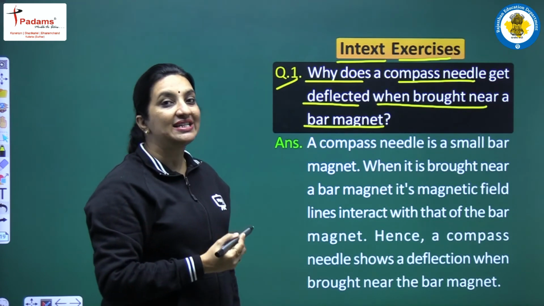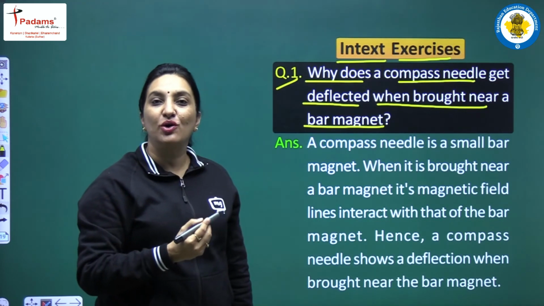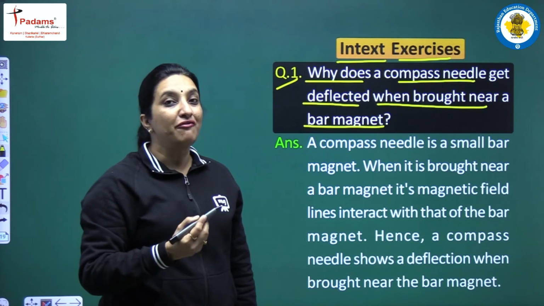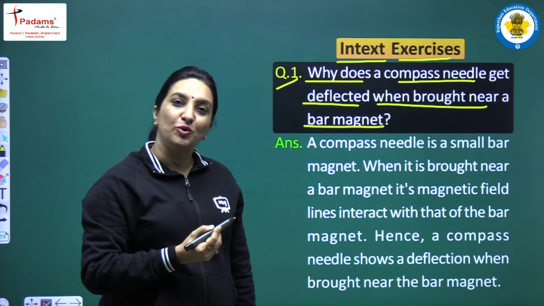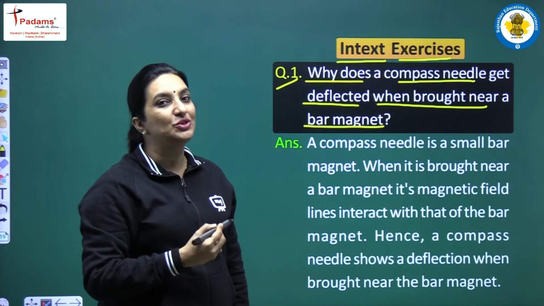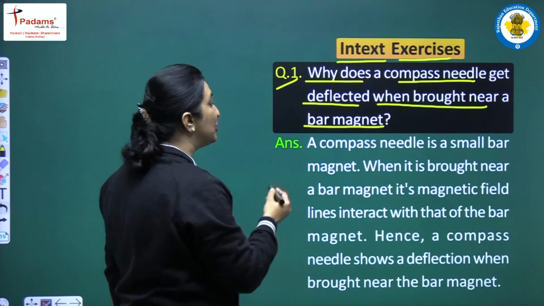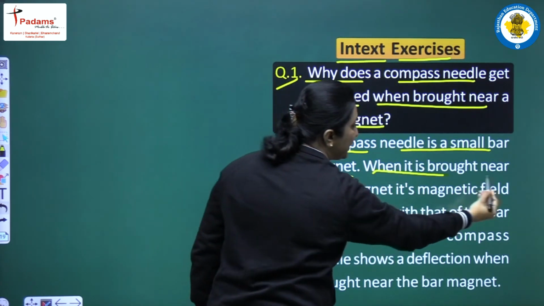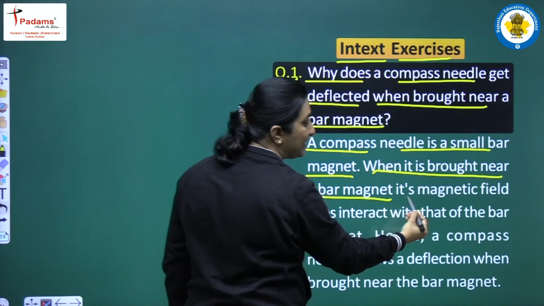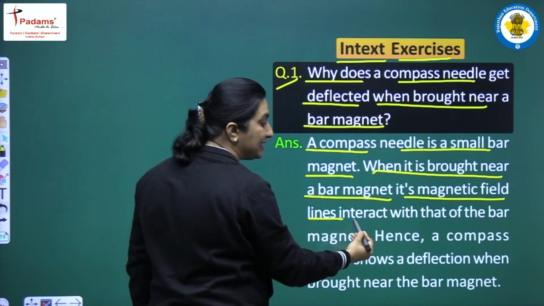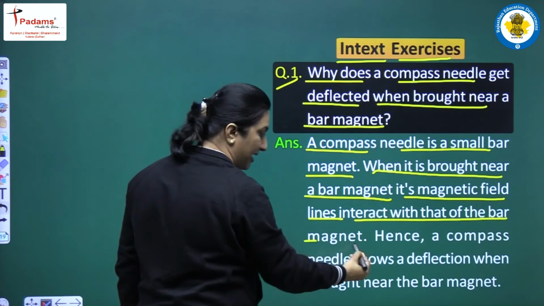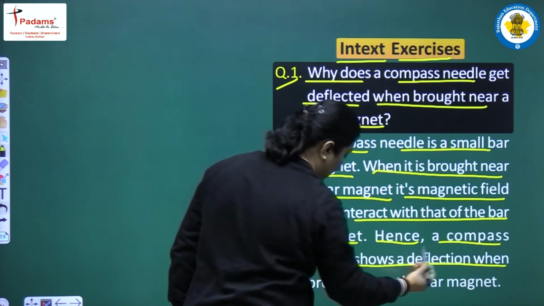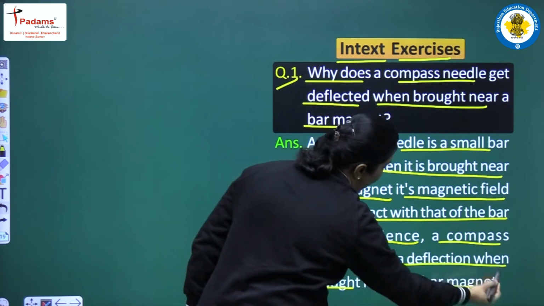We know that a compass needle is also a form of a bar magnet, and if two bar magnets are brought close to each other, then they are going to deflect each other. So students, a compass needle is a small bar magnet. When it is brought near a bar magnet, its magnetic field lines interact with that of the bar magnet. Hence, a compass needle shows a deflection when brought near the bar magnet.